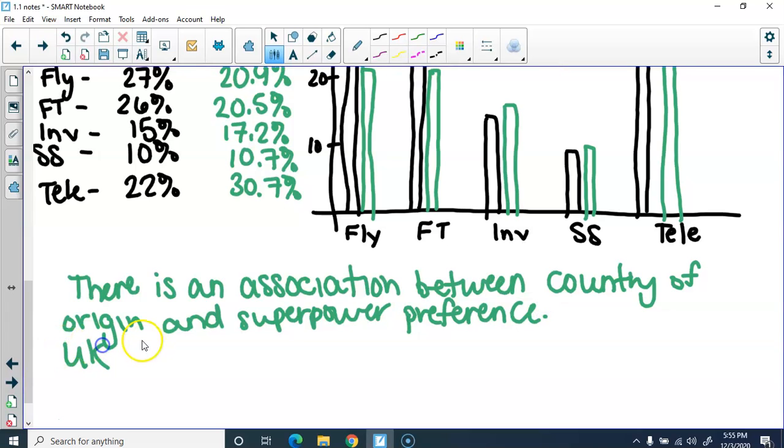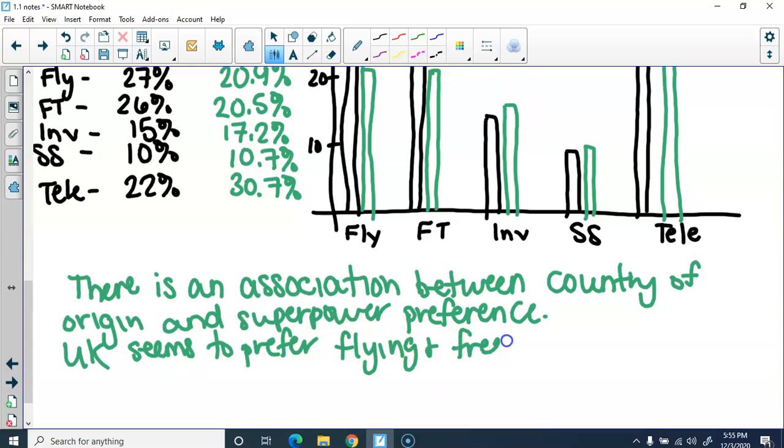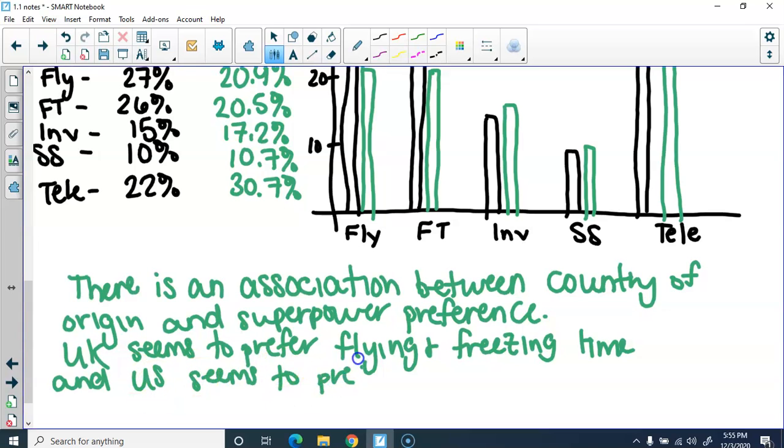To back this up, the UK seems to prefer flying and freezing time, sorry about my handwriting here, and the US seems to prefer telepathy. It seems like nobody really cared about super strength, but because there were such big differences between flying, freezing time, and telepathy, I think we could claim that there was an association.